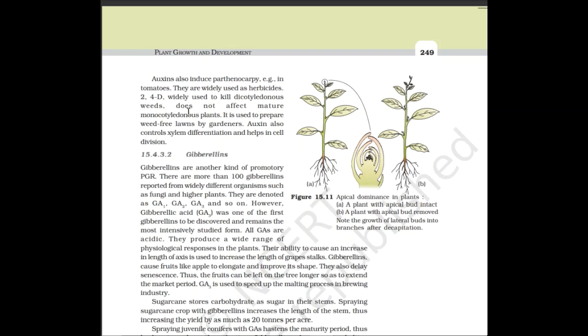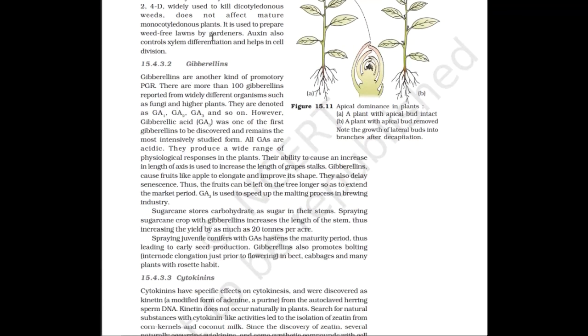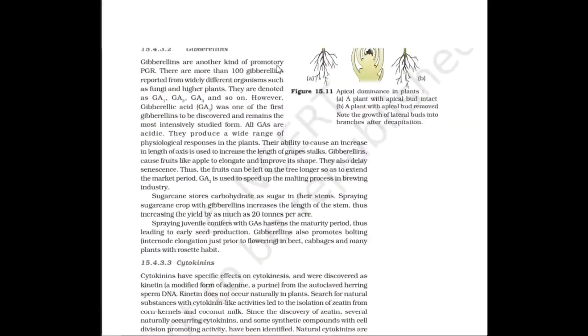Auxin also induces parthenocarpy, for example in tomato. 2,4-D is widely used as a herbicide to kill dicotyledonous weeds; it does not affect mature monocotyledonous plants. It is used to prepare weed-free lawns by gardeners. Auxin also controls xylem differentiation and helps in cell division.